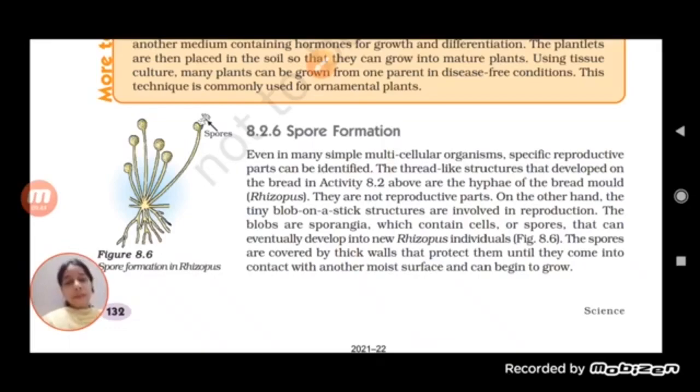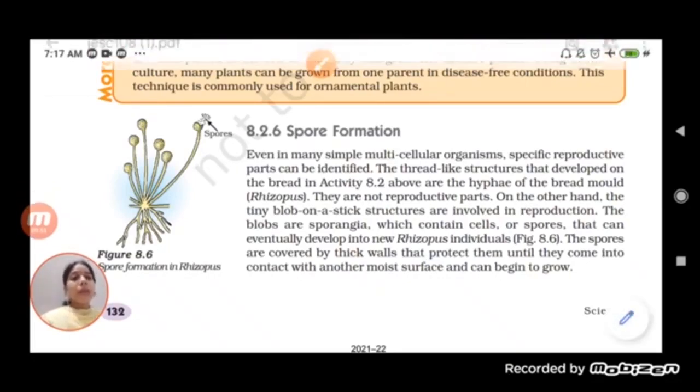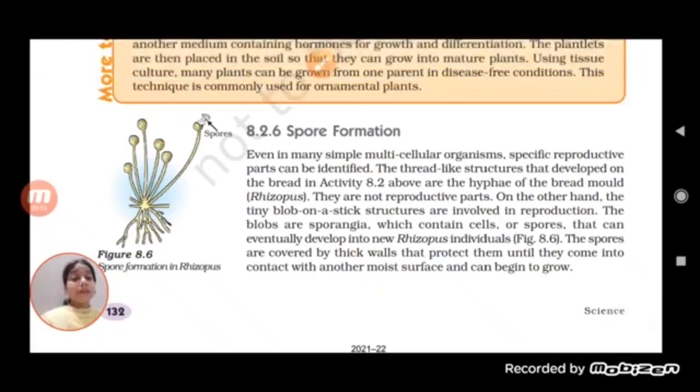What happens when you keep bread for a longer period of time? Due to the presence of moisture, it will be attacked by fungus, right? So what kind of fungus will it be? It is mold. That fungus is mold, which is why it is called bread mold.